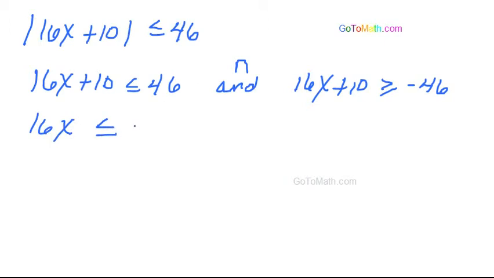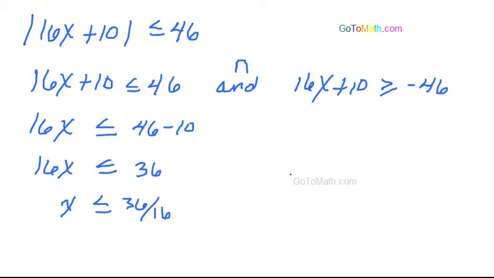So taking that 10 over to the right, we got 16x is less than or equal to 36, and then of course taking the 16 diagonally down over 16.